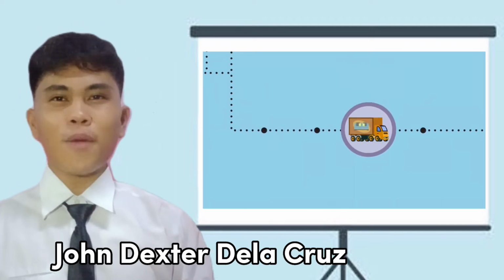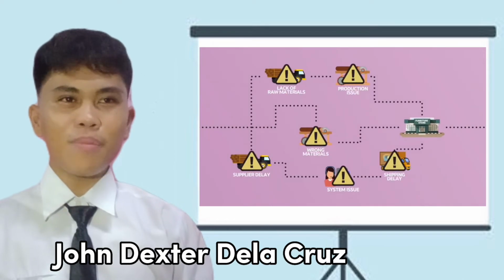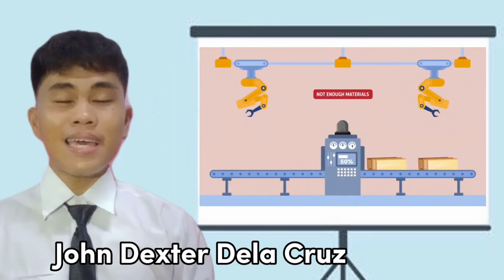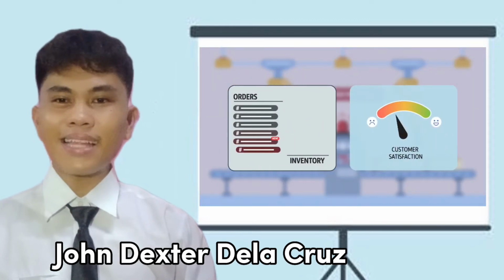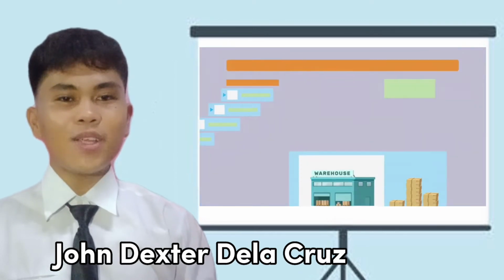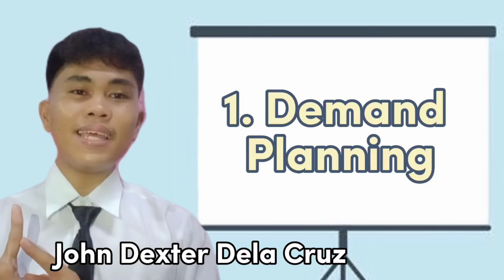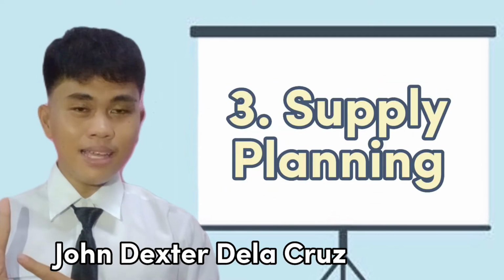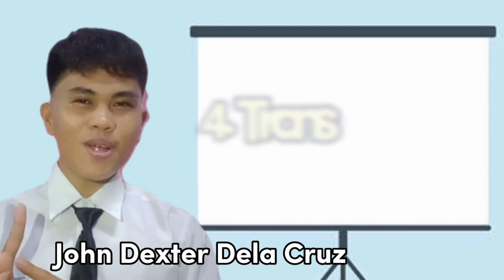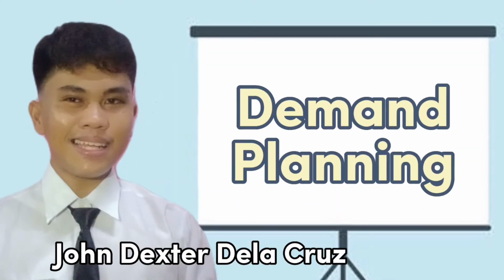It is the duty of optimizing all activities throughout the supply chain so that the proper amount and quality of products and services are delivered to the right client at the right time and at the best price possible. It contains the following activities: 1. Demand planning. 2. Manufacturing planning and scheduling. 3. Supply planning, and lastly 4. Transportation planning. Let's first discuss demand planning.